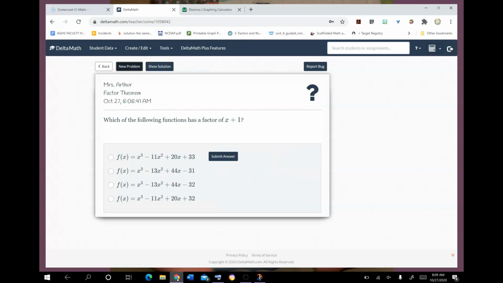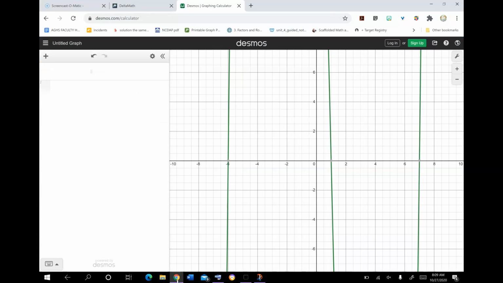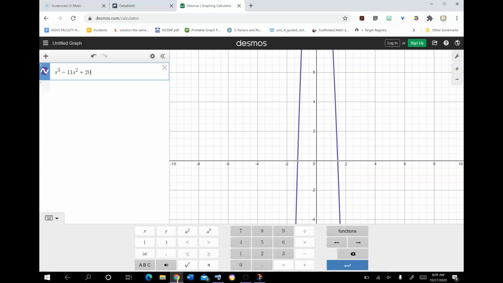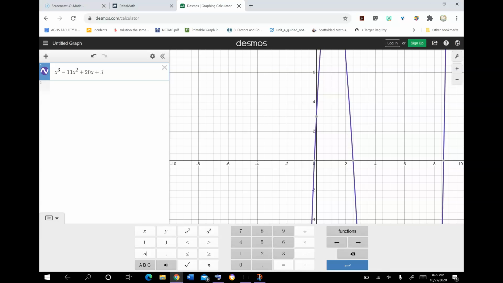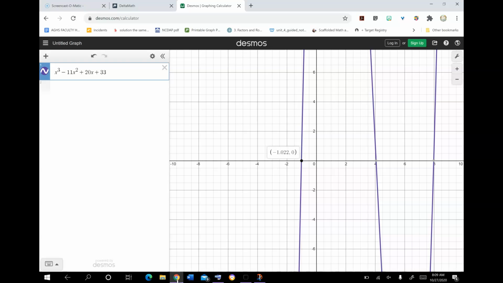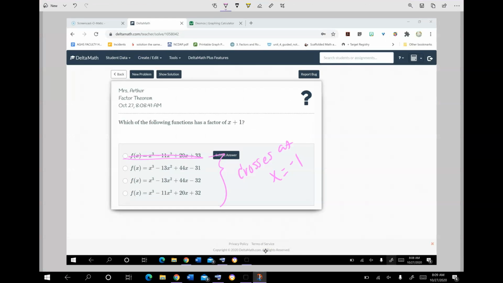So we're going to go back to Desmos and type these in. Really you're just practicing your typing into Desmos skills today. x cubed plus 20x plus 33. We're looking for who crosses at negative 1. Close, but not there. So the first one is not it, so we mark it out.